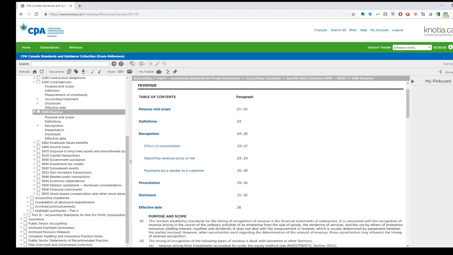So the first two, you'll always have purpose, definition, presentation, and then disclosure, wrapping the end, right? The middle part is specific to the actual section. So in revenue, we deal with two things generally, which is initial recognition, right? Everybody always talks about revenue recognition, but there's actually other aspects of revenue. For example, presentation and disclosure.